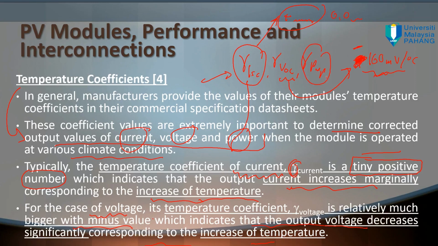Same goes with the PMP. PMP also, most cases for mono and polycrystalline based solar module, I think the typical value is minus 0.5% per degree C. Nanti we will discuss what's the difference between the millivolt and percent. So this is the value that we are going to look at over and over again after this. Okay?